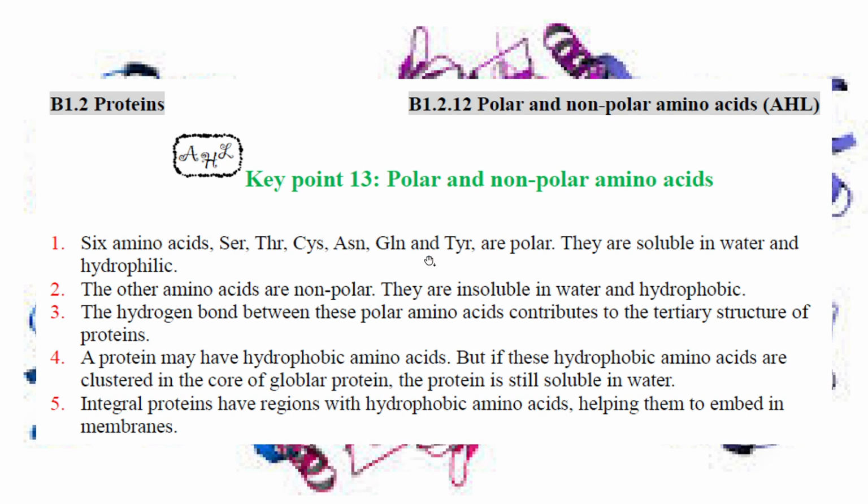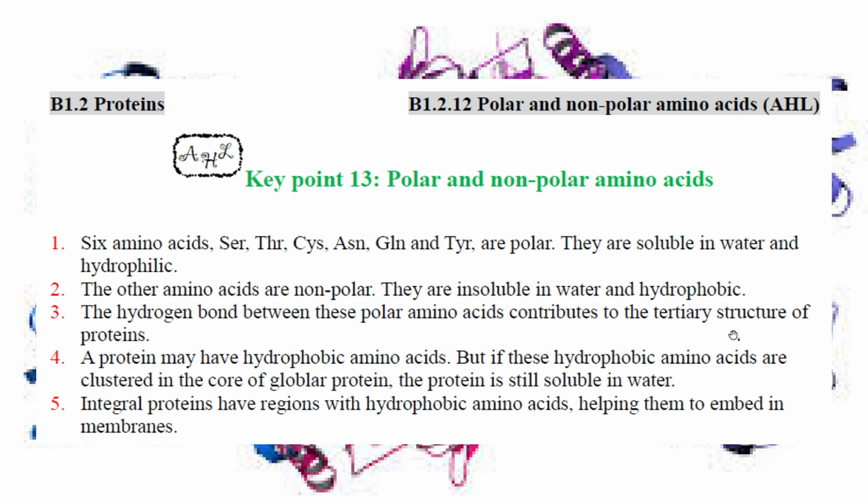And for polar and non-polar amino acids, you need to remember that some amino acids are polar. You don't need to remember the names, of course, you can get them from the internet easily. Just remember that some amino acids are polar, just 6, and the other 14, 15 or 16 are non-polar. Non-polar means not dissolvable in water, hydrophobic. Polar means dissolvable in water, hydrophilic. It is the amino acid property.